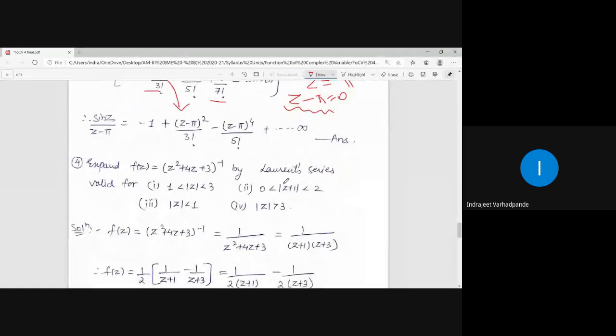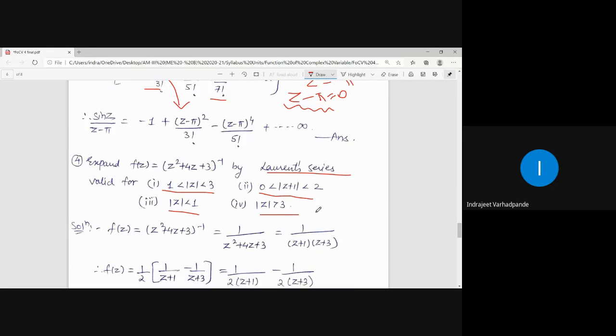Please write down the next. Expand f of z is equal to (z square plus 4z plus 3) to the power minus 1 by Laurent series, which is valid for: first region, 1 less than mod z less than 3; second region, this kind we have dealt earlier, 0 less than mod of z plus 1 less than 2; mod z less than 1; mod z greater than 3.